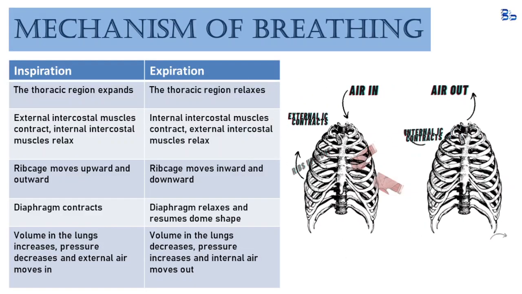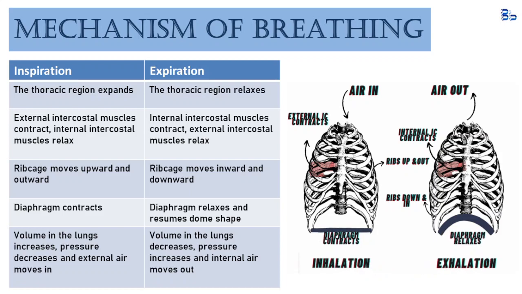When we come to the mechanism of breathing, it is a physical process which can be separated into inspiration or inhalation and expiration or exhalation. Let's look at the changes that happen to the thoracic cavity during inspiration. The thoracic cavity is the region where the lungs are present inside the ribs. During inhalation, the thoracic cavity is going to expand. A set of muscles called the external intercostal muscles are going to contract, whereas the internal intercostal muscles are going to relax. What this does is it pushes the rib cage upward and outward.